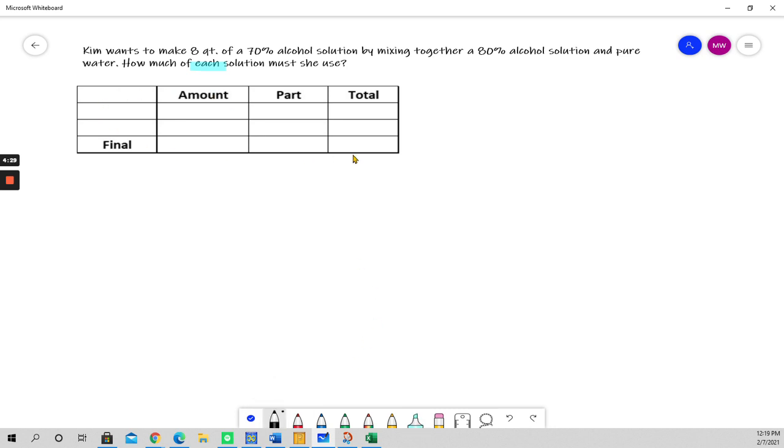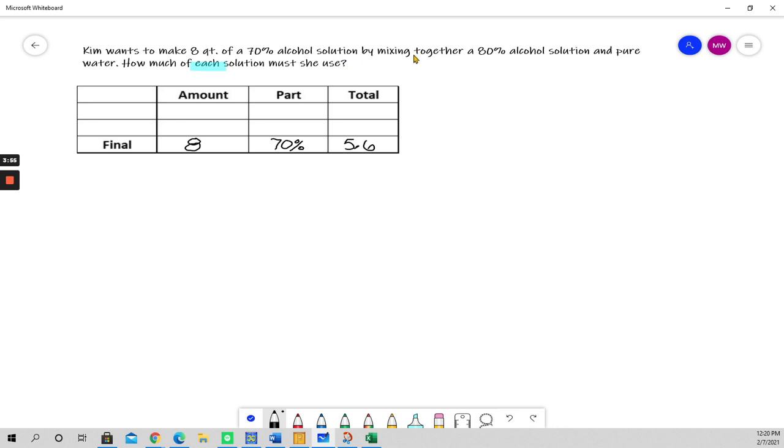So I've created this table for us so that we can organize our thoughts based on the information that we have. So Kim wants to make 8 quarts of a 70% alcohol solution. So we know that her total amount has to be 8. And we know that that's 70% alcohol. And so 70% of 8 is going to be 5.6 quarts.